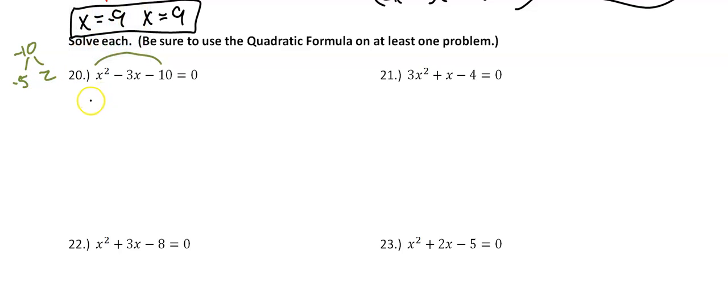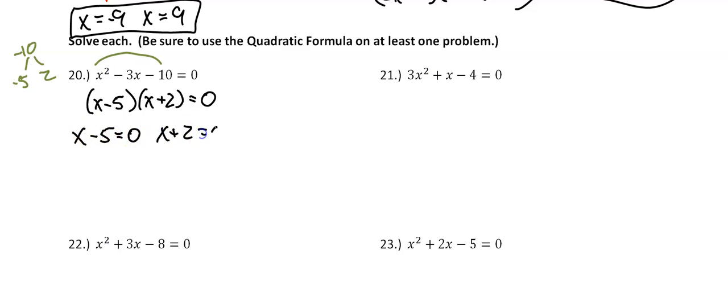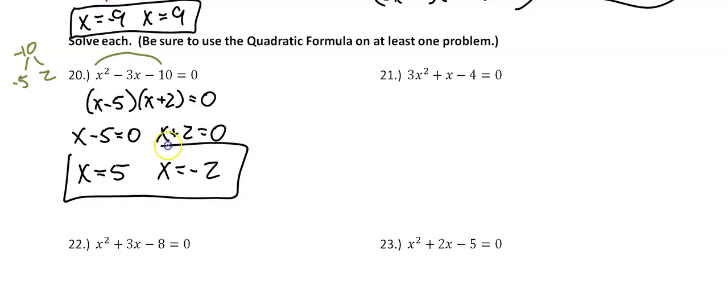And in fact, I can use my shortcut to factor this one, x minus 5 and an x plus 2, right to the two factors. And now I can set each of these equal to 0. Okay, so here I add the 5, here I subtract the 2. So that one would be kind of silly to use the quadratic formula. Now, would the quadratic formula work? Yes, but you have to make sure you simplify it all the way.